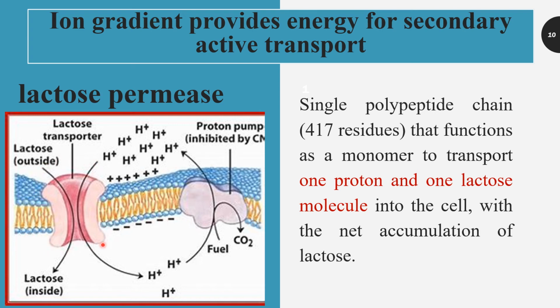Okay, so this is a cell membrane, and in this cell membrane you can see there is a protein. This protein is a transporter protein, and its name is lactose transporter. It is also called lactose permease. This is a single polypeptide chain. Here the diagram looks very nice, but actually it is a polypeptide chain. It is a single polypeptide chain having 417 residues that functions as a monomer. Monomer means it has a single unit. A single unit of the polypeptide chain having 417 residues forms the transporter molecule.